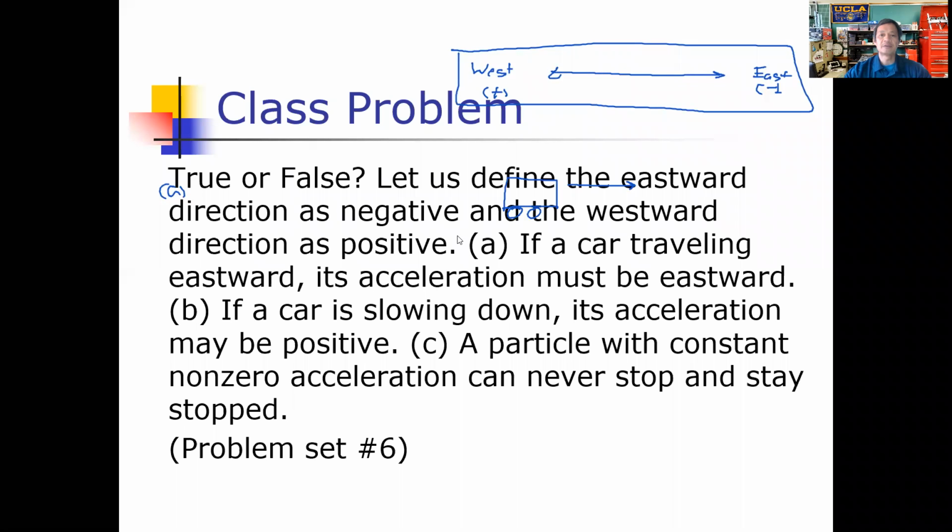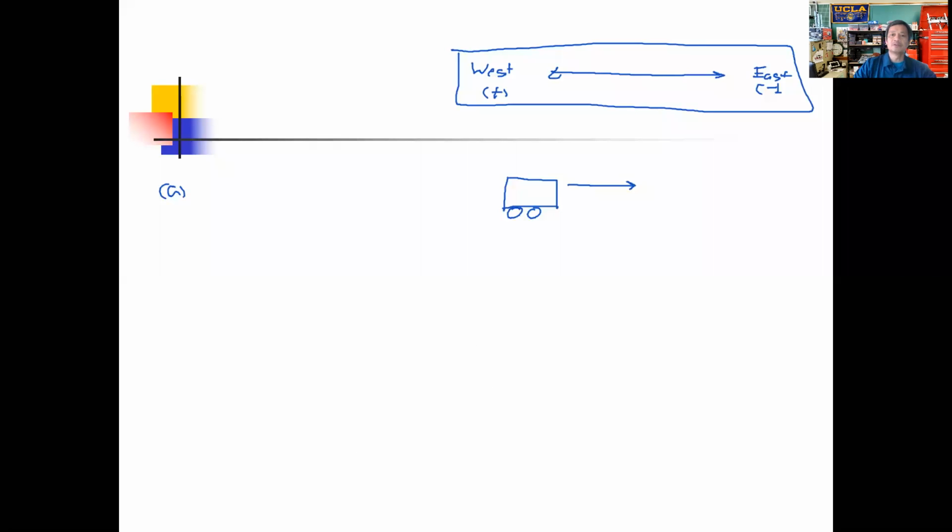If the car, its acceleration must also be eastward. Okay, so here it is. So we have a velocity. The velocity here is going to be negative, okay? Because it's moving in the eastward direction. If it's moving in the eastward direction, its velocity is negative. All right. So true or false, if this is the case, the acceleration must also be negative.